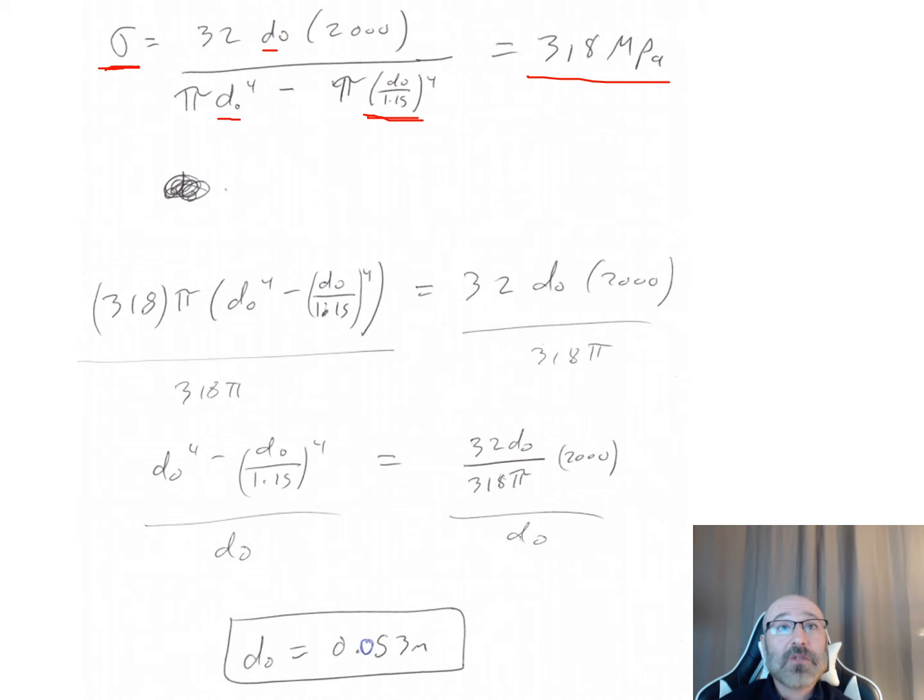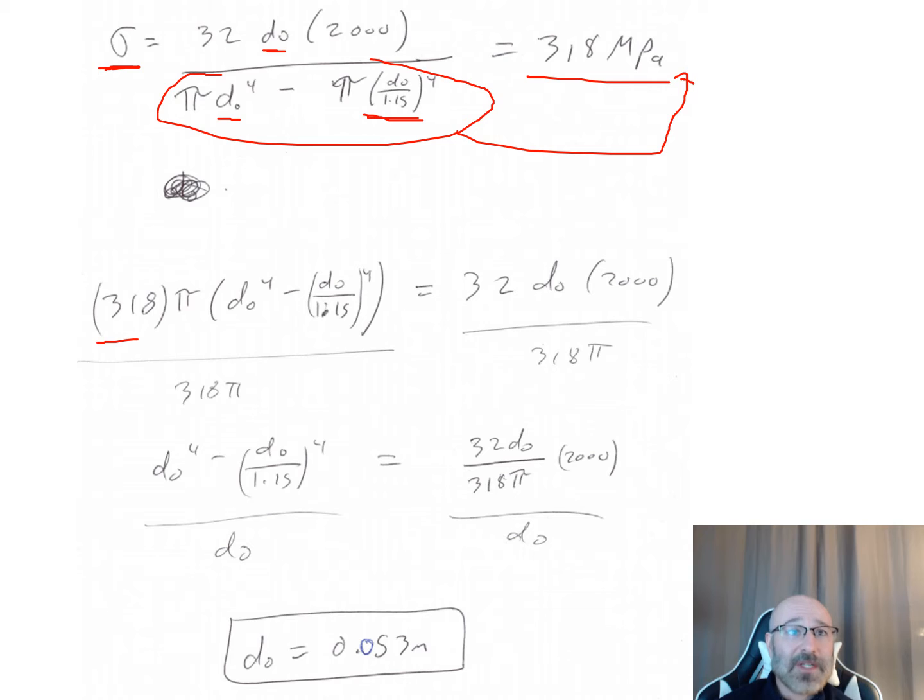But we notice we have two DOs in our denominator and one in our numerator, so it's going to take a little bit to rearrange this. So first thing I want to do is take this denominator and multiply it over to this side. So what we have now is 318 times that denominator, which is pi times DO to the fourth minus DO over 1.15 to the fourth. It's equal to our numerator, which is 32 DO times our 2,000 Newton meters.